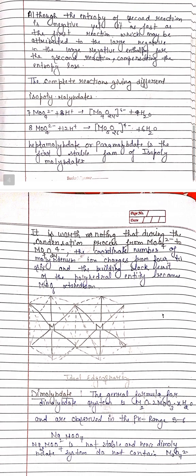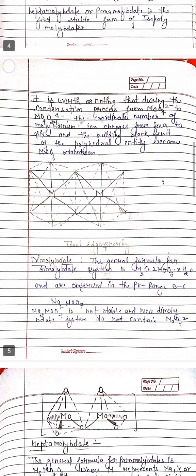It is worth mentioning that in the condensation process from MoO4 2- to Mo7O24 6-, the coordination of the molybdenum ion changes from 4 to 6, and the building block unit of the polyhedral entity becomes the MoO6 octahedron. Dimolybdate. The general formula of the dimolybdate system is M2O·2MoO3·xH2O, observed in the pH range 5 to 6.